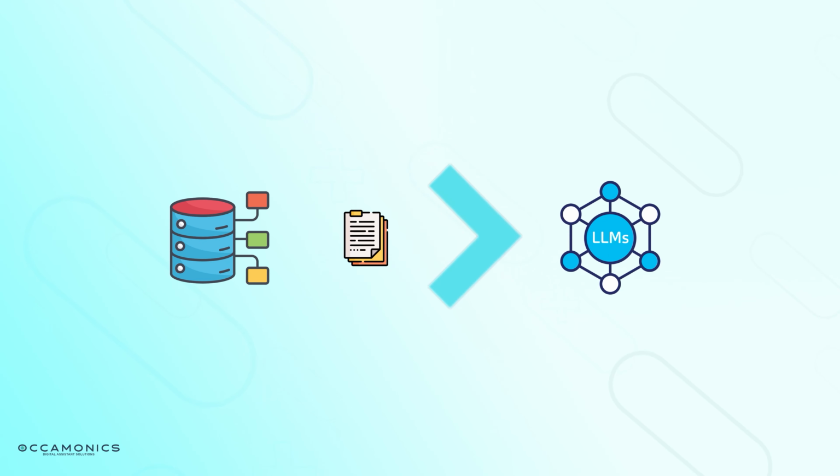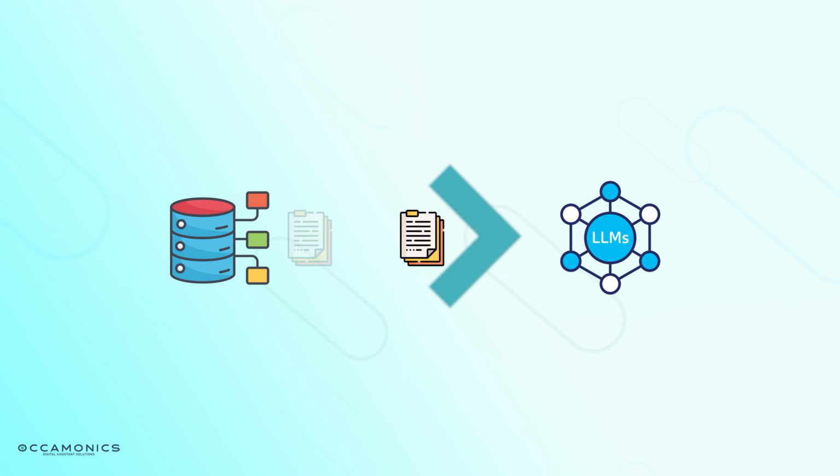RAG addresses these gaps by connecting the model to a current database during the query process. This connection allows the AI to deliver responses that are both accurate and relevant to the present moment, including proprietary or internal information specific to your company.